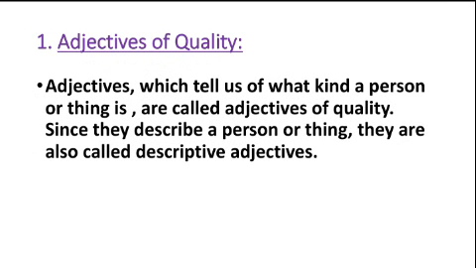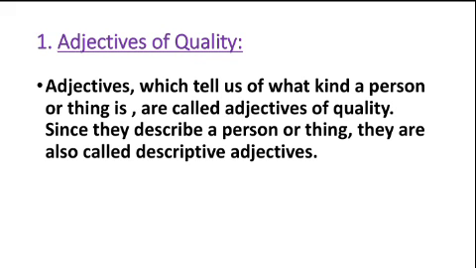Now there are 5 kinds of adjectives. So first one is adjectives of quality. So let us understand what is an adjective of quality. Adjectives which tell us of what kind a person or thing is are called adjectives of quality. So what is adjective of quality? Adjectives which tell us of what kind a person or thing is are called adjectives of quality.